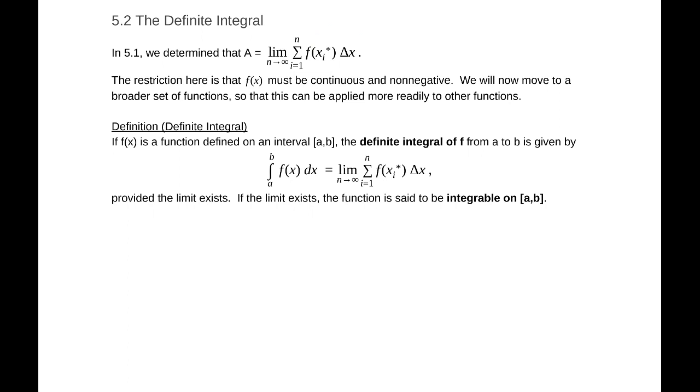Largely the functions we're going to deal with are going to be continuous until Calculus 2 potentially. But in general we're going to be dealing with continuous functions that are not necessarily non-negative. So the definite integral is defined over an interval a to b as the integral from a to b of f of x dx, which is the limit as n goes to infinity of the sum from i equals 1 to n of f of xi star times delta x, provided that that limit exists. If the limit exists, the function is said to be integrable.